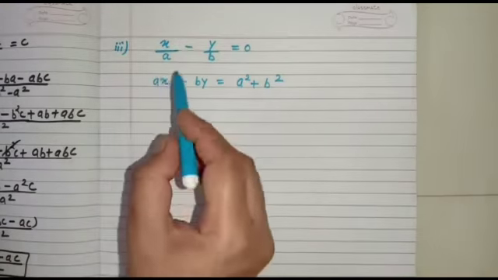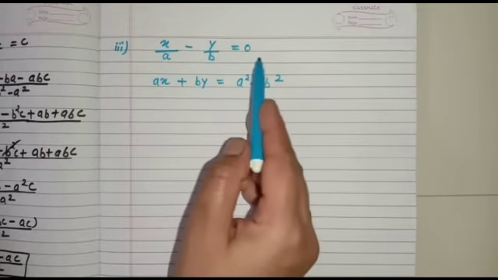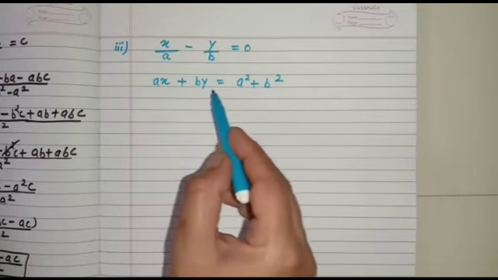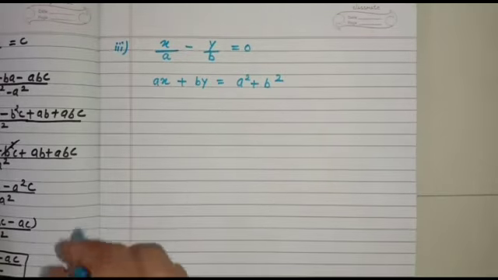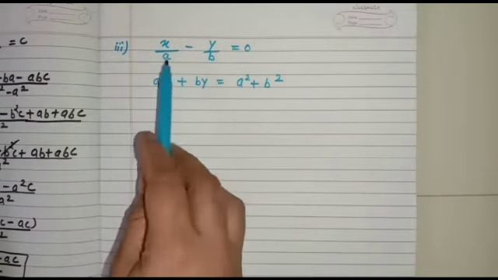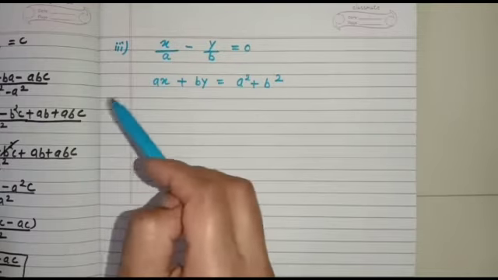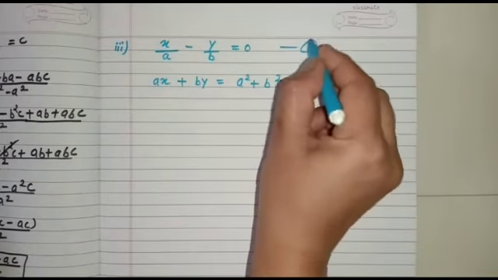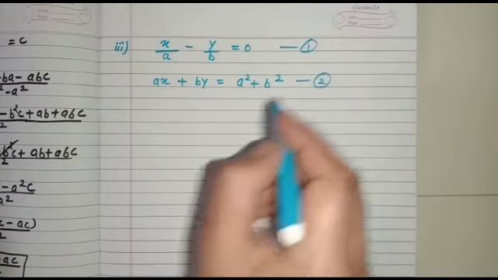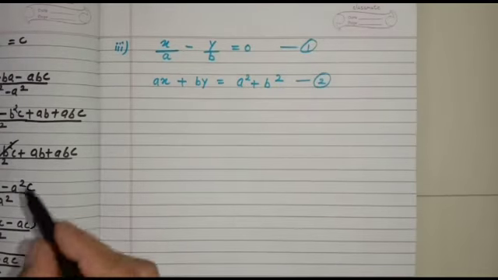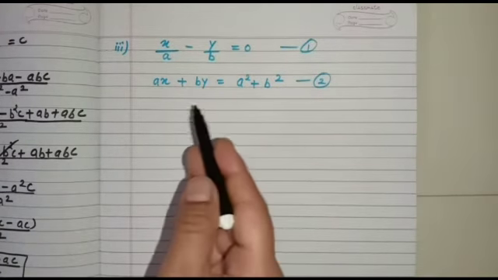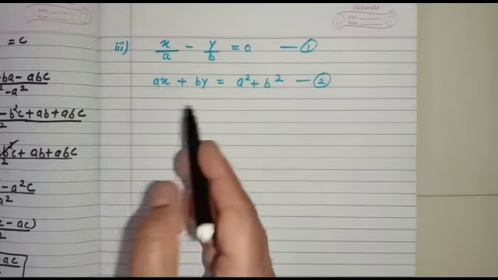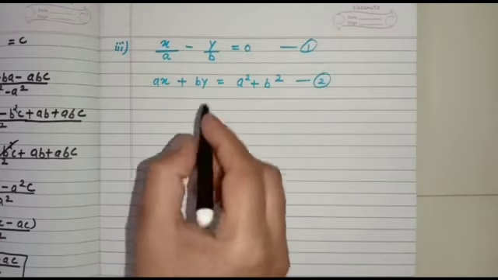Third question is x upon a minus y upon b equals 0, ax plus by equals a square plus b square. As you can see here, student, the constant term is 0. Suppose this one is your first equation, this one is your second equation. We can apply the substitution method here also. I am using the substitution method.